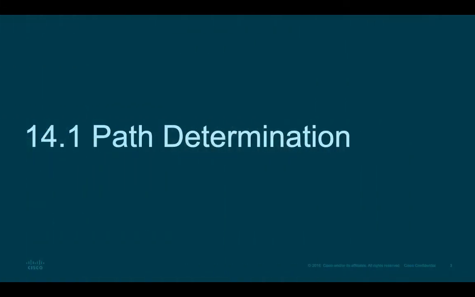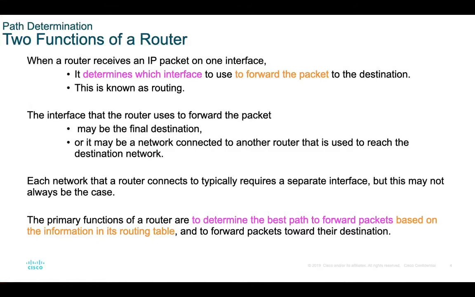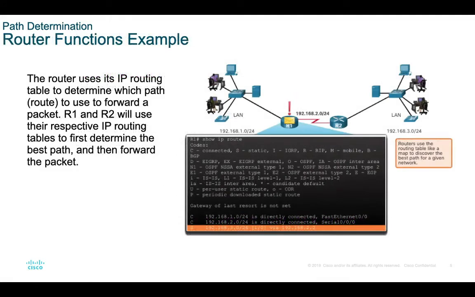Okay, first topic, path determination. There are two functions of a router. When the router receives an IP packet on one interface, it must determine which interface the packet frame must be forwarded out of in order to reach its destination. So this is known as routing. The primary function of the router is to determine the best path to forward a packet based on information in the routing table, and forward it toward its destination, either the final destination or the device connected to that network. So how do they do that? Just by referring to the routing table.